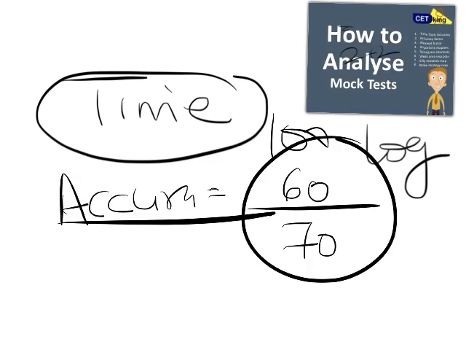Your accuracy factor has to be between 80 to 90%. Don't expect a 99% accuracy. 80 to 90% is a good accuracy which you can maintain, okay, to start with in the first few mocks. So time mapping, accuracy mapping.